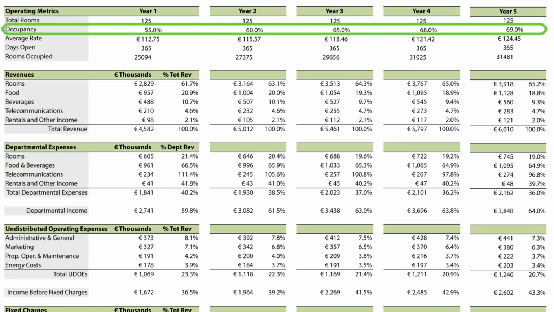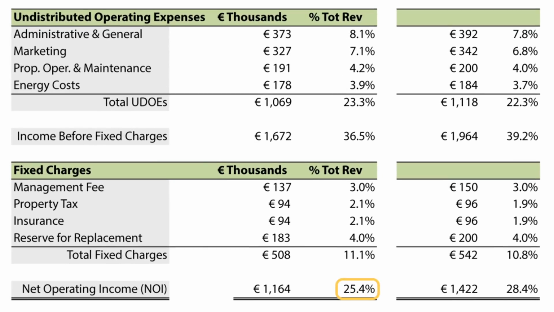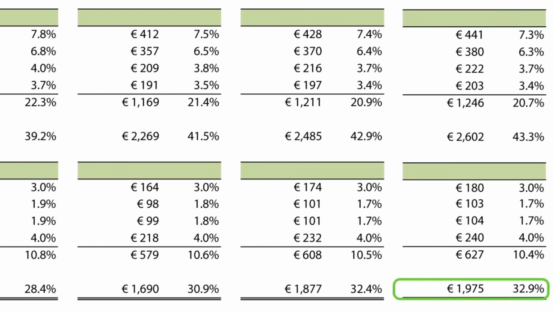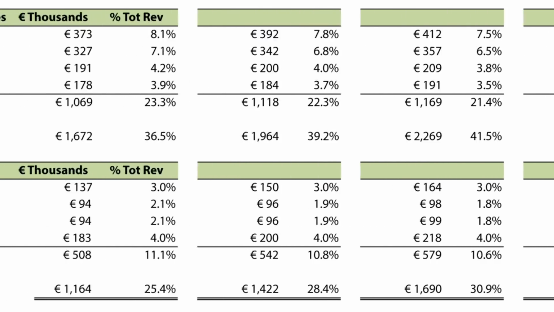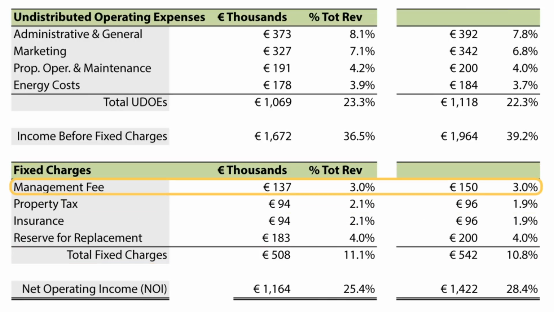So pretty significant growth in occupancy, getting to what's known in the industry as a stabilized or stabilization period on the hotel. At that point in time, note that the operating margin, that net operating income as a percentage of total revenues, has gone from 25.4% in year 1 to 32.9% in year 5. As capacity utilization increases, what happens is the fixed charges stay relatively fixed. You're not paying your general manager more. You're not paying your laundry manager more.